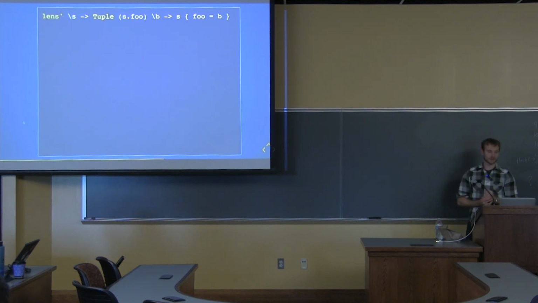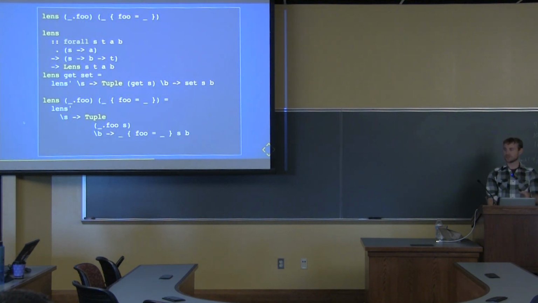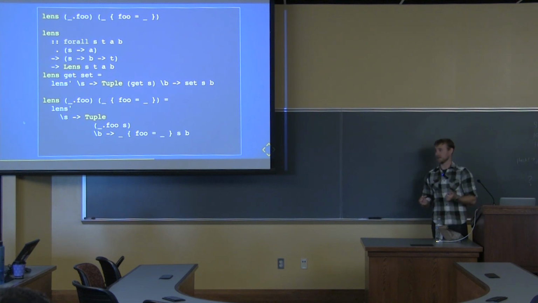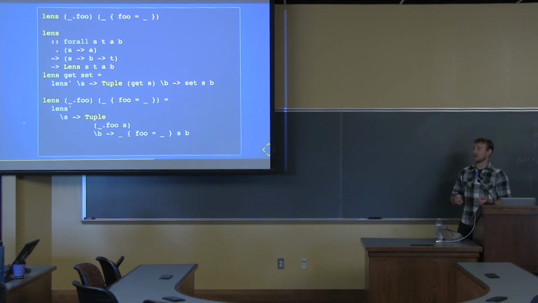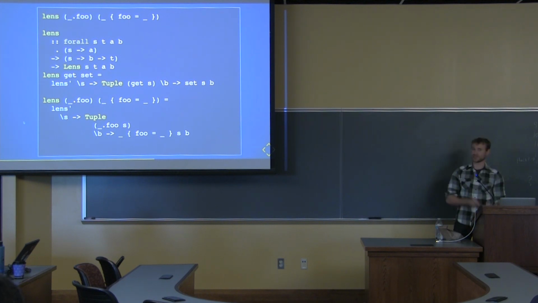Was there a function before this lens prime? Yeah, there was. So if you remember, the function that we called to actually generate the lens was called prop, and prop called lens, and then lens calls lens prime.